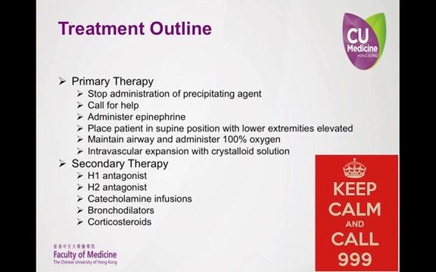Treatment can be broken into 2 parts, primary therapy and then secondary therapy. Primary therapy should be done immediately if applicable and available. The first thing to do, obviously, is stop administration of the precipitating agent, primarily applicable in patients who are receiving an intravenous infusion. The second step is to call for help and then administer intramuscular epinephrine or adrenaline.